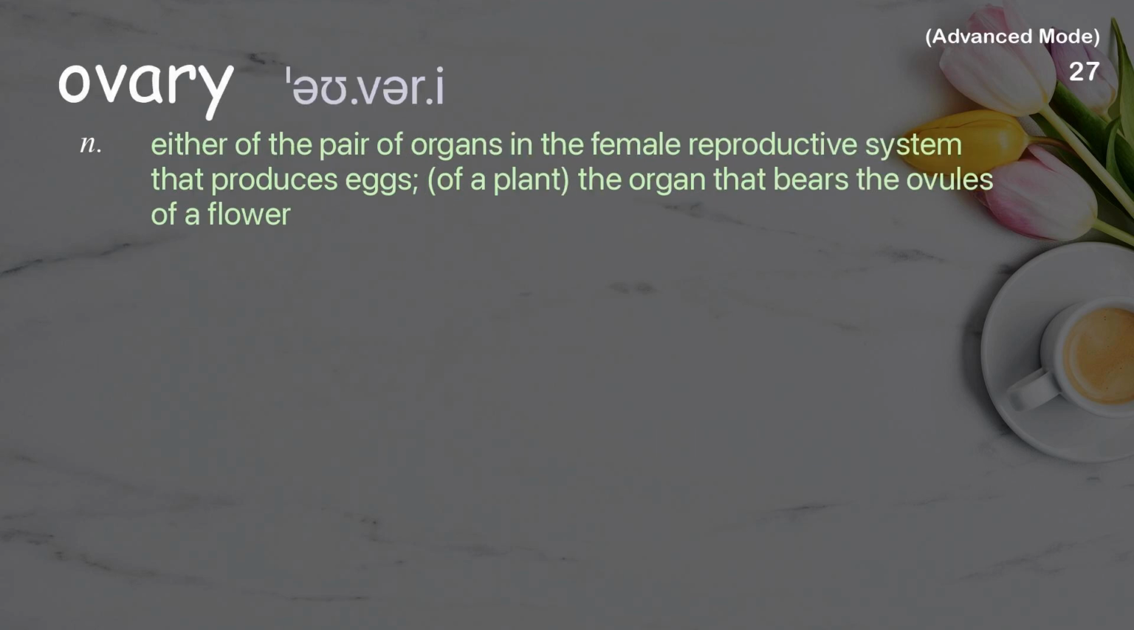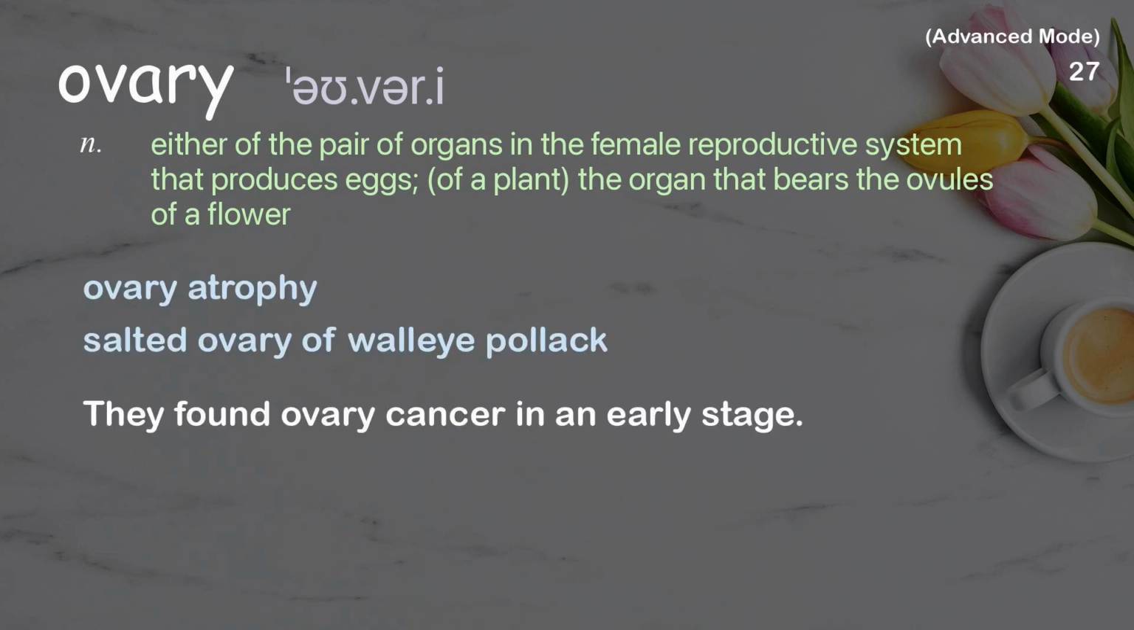Ovary. Either of the pair of organs in the female reproductive system that produces eggs; of a plant, the organ that bears the ovules of a flower. Examples: Ovary atrophy. Salted ovary of walleye pollock. They found ovary cancer in an early stage.